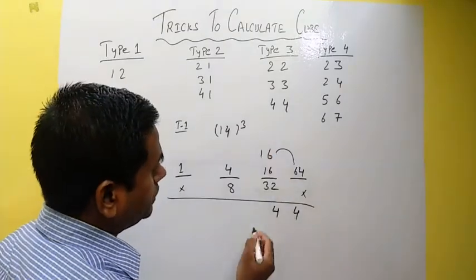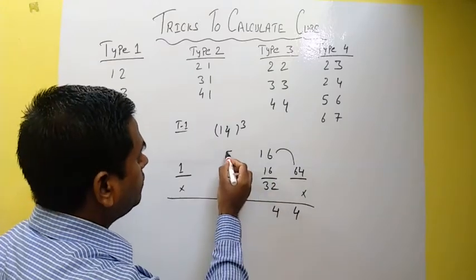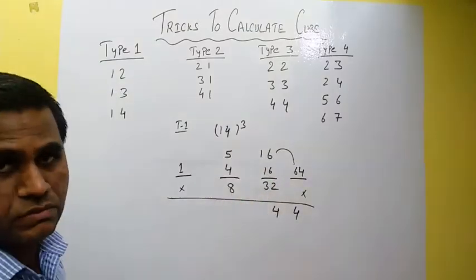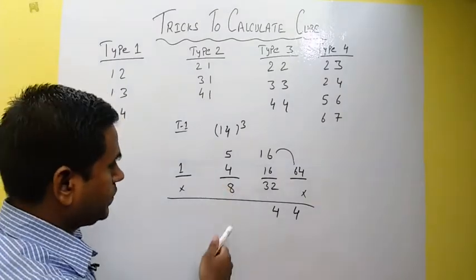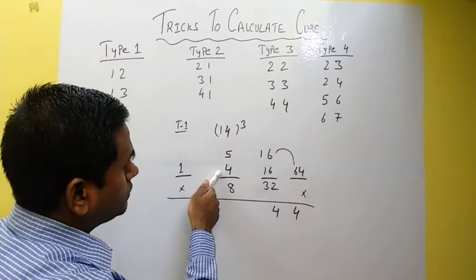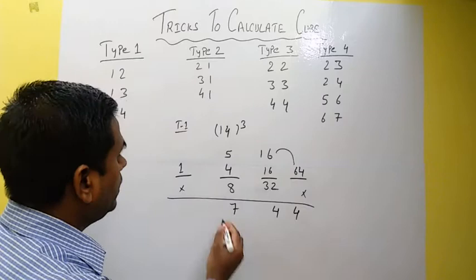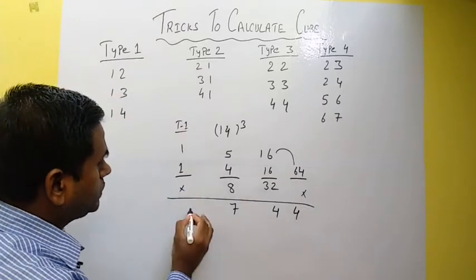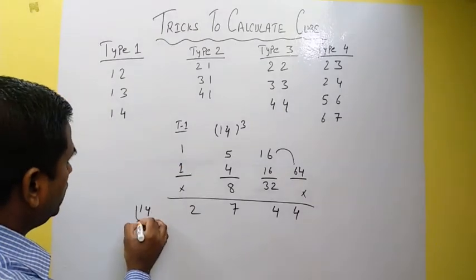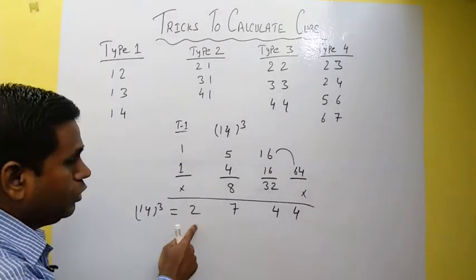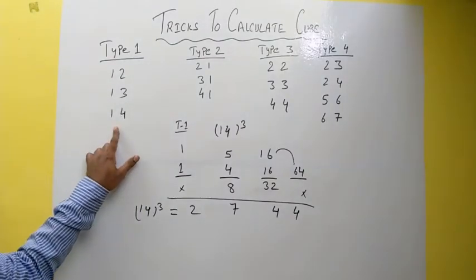So 1 we will write here. Now 1 plus 1 is 2, 2 plus 3 is 5. So 5 will come here. Only single digit we will write. Next digits will be carry forwarded to the other. So here 5 plus 4 is 9, 9 plus 8 is 17. So we'll write here 7, and 1 is carry forward. Now 1 plus 1 is 2. So we got the answer. So 14 cube is equal to 2744. Okay friends, hope this is clear.